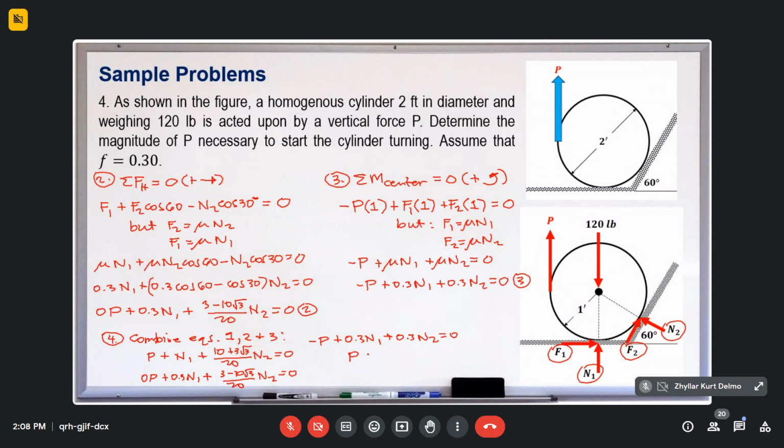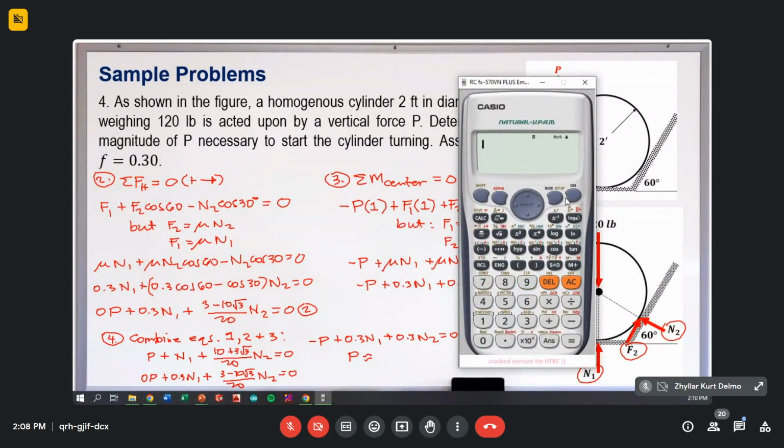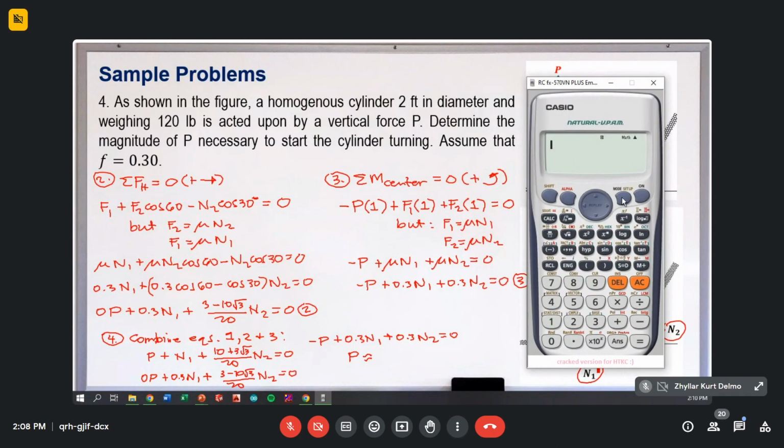So, what are the values of P, N1 and N2? We have three equations with three unknowns, so we can solve this using our calculator. Go to mode, select 5 for equation, then select 2 for 3 equations, 3 unknowns. A is the coefficient of P, so in the first equation, that is 1. B is the coefficient of N1, so in the first equation, 1 also.